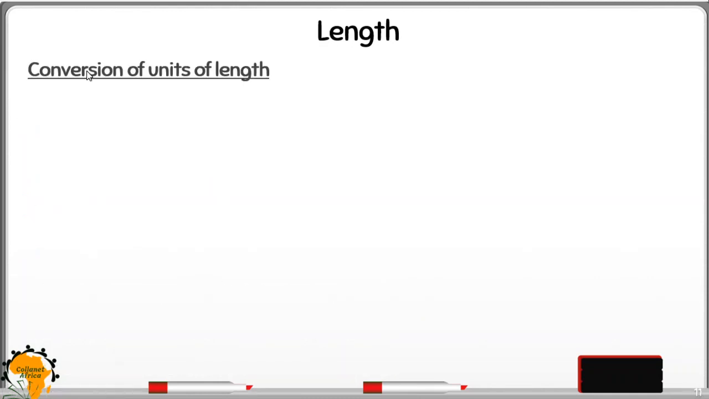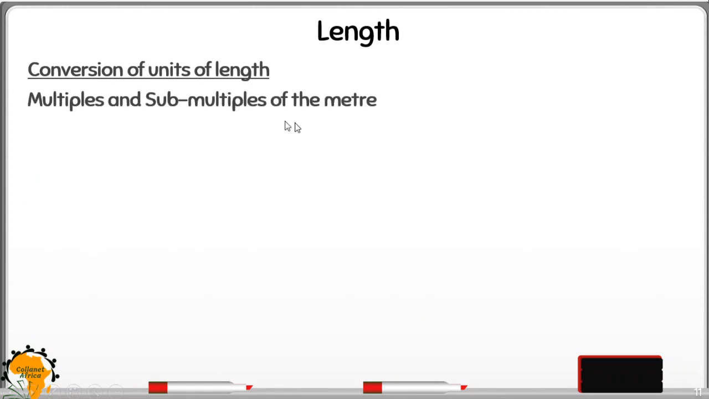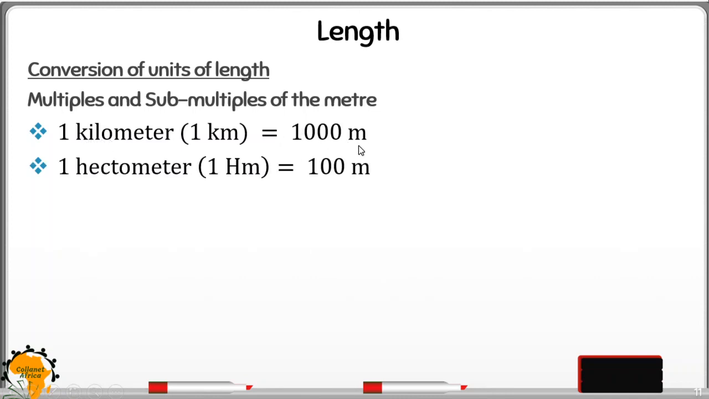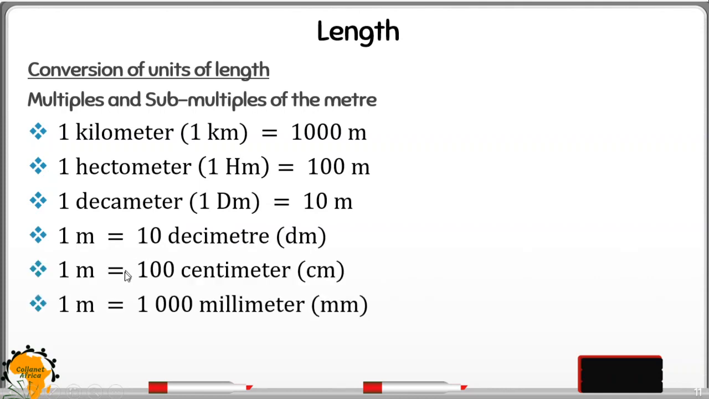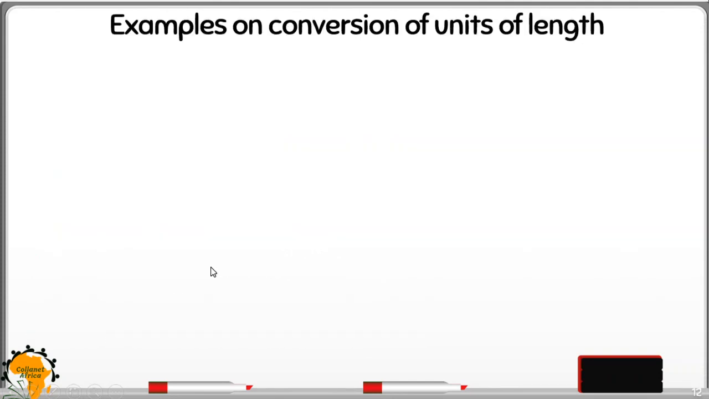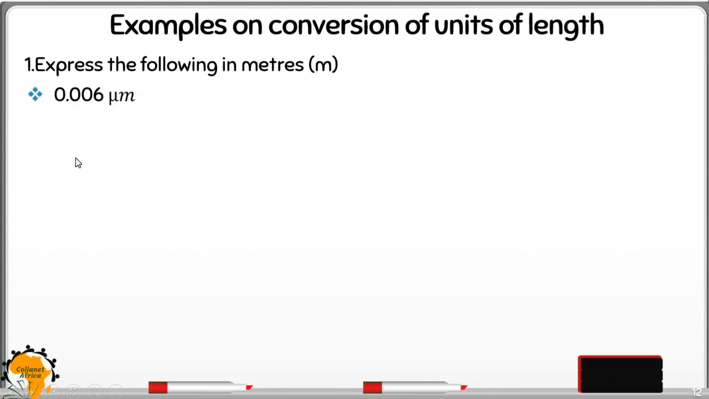Then we move to conversion of units of length. We have the multiples and sub-multiples of length as tabulated below. 1 kilometer is equivalent to 1,000 meters. 1 hectometer is equivalent to 100 meters. 1 decameter is equivalent to 10 meters. And as you can see, you can get any equivalent you want. We want to use those equivalents so that we can convert the units of length. So we look at an example.